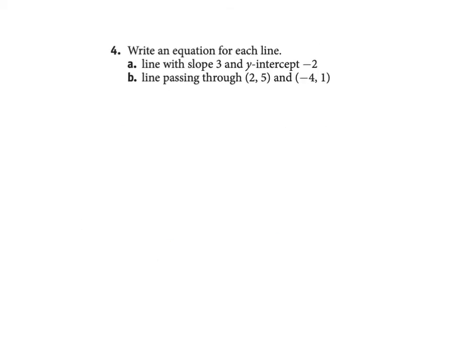All right. Number 4, write an equation for each line. So one more time, we're gonna remember the slope-intercept form. Y equals mx plus b. So for A, m is 3 and b is negative 2. So for A, y equals 3x minus 2.